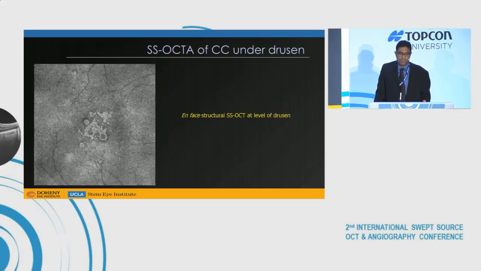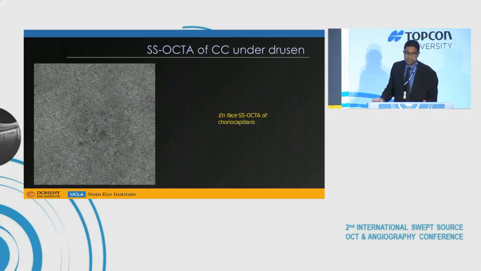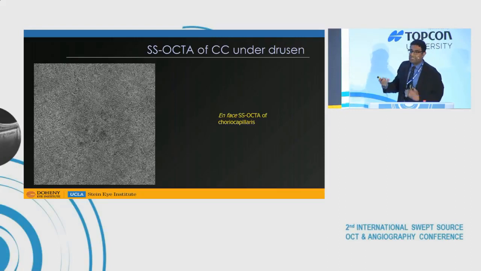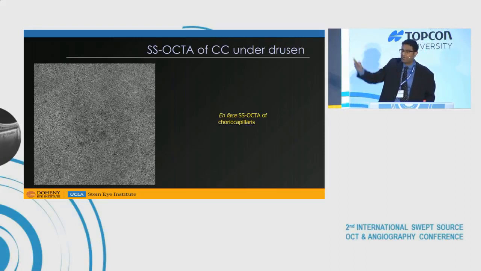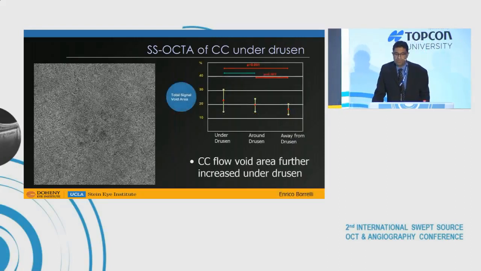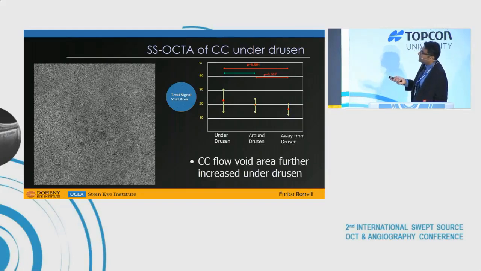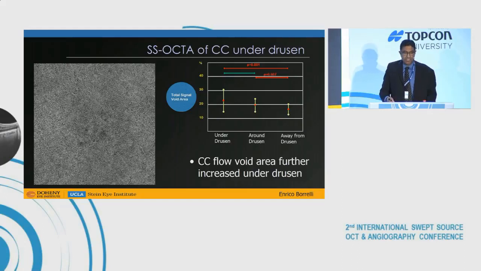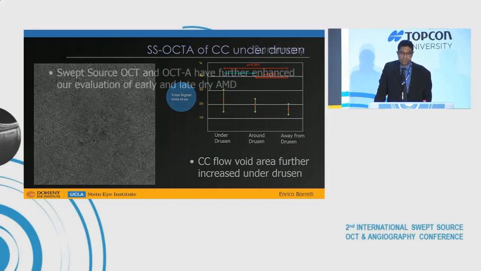So this is where I think swept-source OCT can help us, because we actually get very good imaging of the choriocapillaris even when it's behind these thick drusen. Carl showed some nice examples of that, and we were able to demonstrate, again, more nice work from Enrico, a further increase in the flow voids underneath the drusen compared to areas at a further distance away. So there seems to be some relationship between this and where the drusen appear.